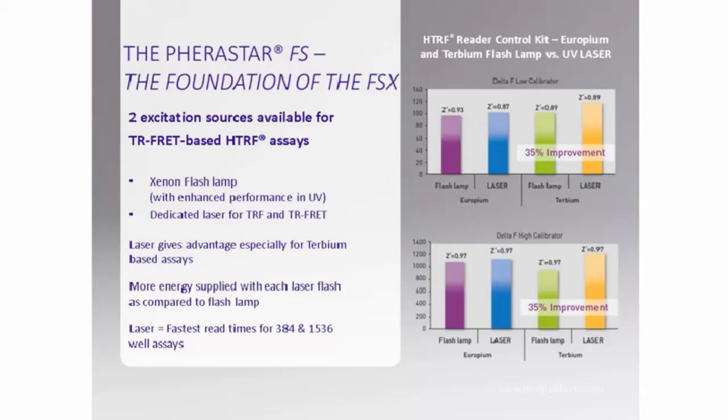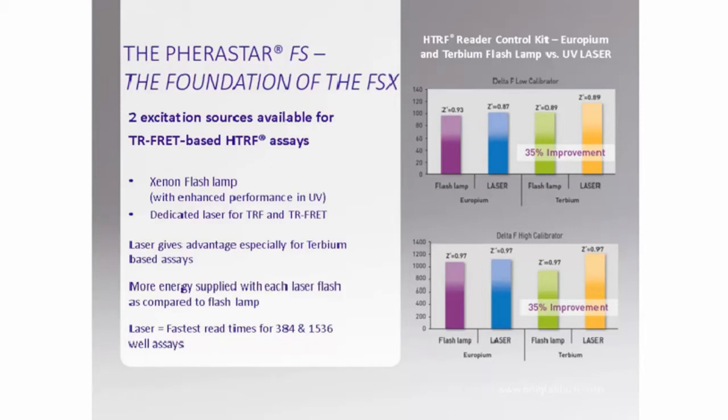You will, however, notice that on the right-hand side where we look at the terbium results, where the laser is utilised, because this laser excites specifically at 337 nanometers, we get an added enhancement to the signal to blank, whilst maintaining, again, good Z-primes. So for this type of assay, the terbium type assays, the laser might be of particular benefit.